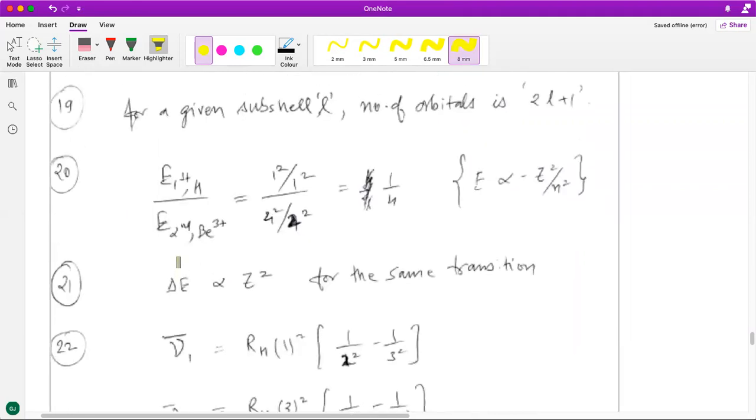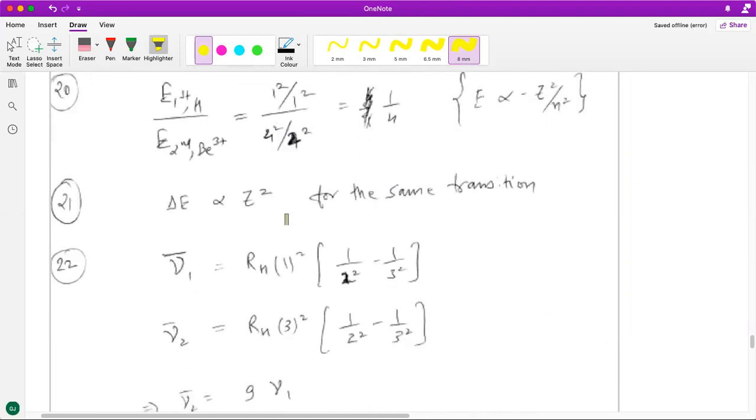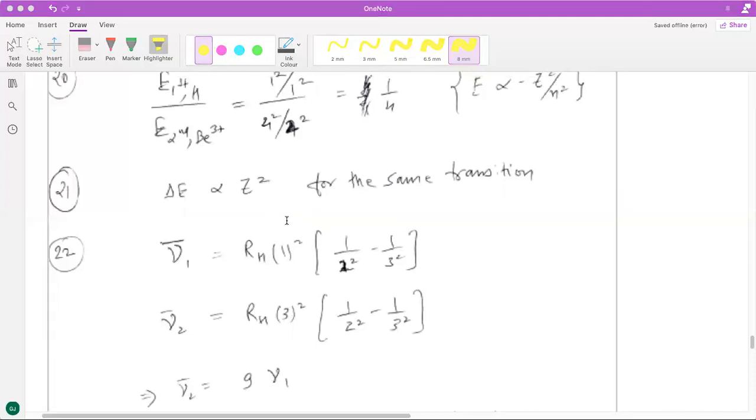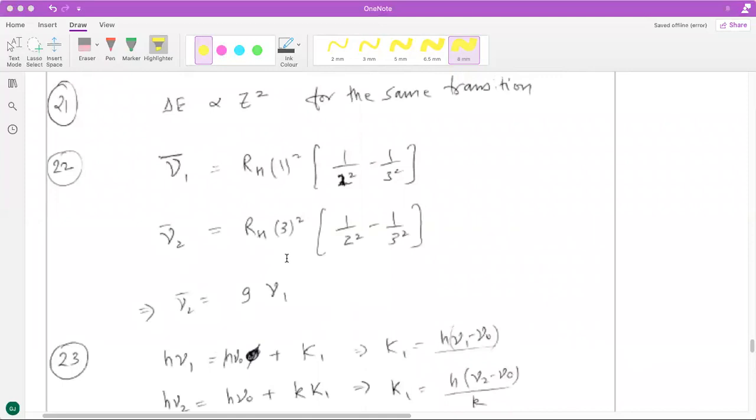Then 20th question, it is similar to the questions on Bohr's model that we used to do, the ratio of energy, since energy is proportional to Z square by n square. So we take the two cases and take the ratio of the Z square by n square respectively. All right, then 21st question, it is the same transition that we are talking about. So the energy gap is going to be directly proportional to the Z square value. Okay, so the wavelength will be inversely proportional to the Z square value.